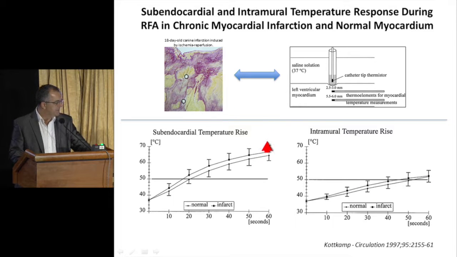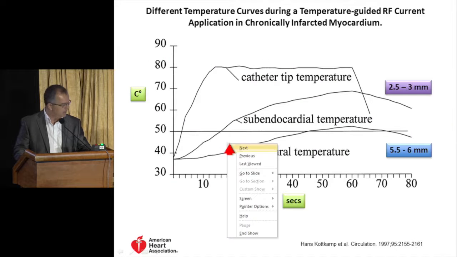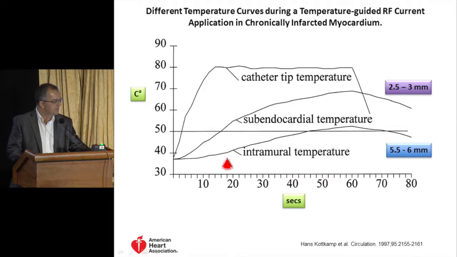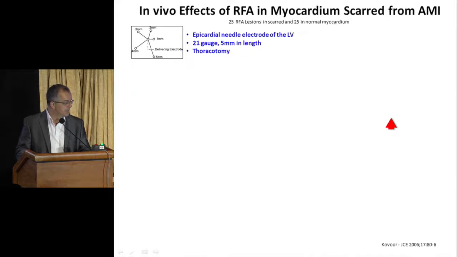Kottkamp. He published this very interesting paper, and what they did was to place some thermocouples inside the scar, and as predicted by computer models, what you see here is that when you compare what's happening between normal tissue and a scar, the temperature profile is basically the same. And as you can appreciate here, when you burn in these areas with chronic infarcted myocardium, you can heat to 50, 55 degrees down to 6 millimeters, which would be more than enough to destroy that area.